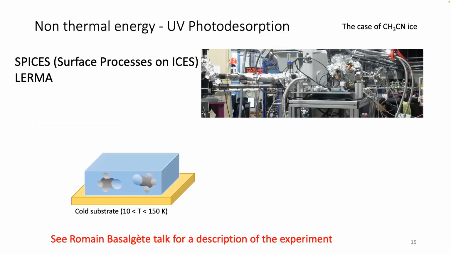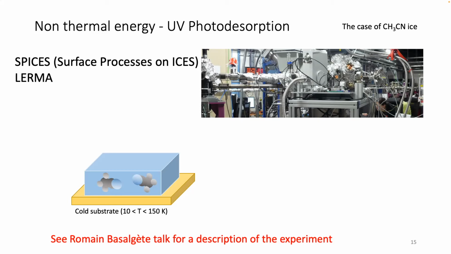Okay, so now I will switch to the last part, which is the study of UV photons on the ices that leads to some gas phase exchange, called UV photodesorption. So that's the desorption of molecules from the ice into the gas phase due to UV photons. This is a study performed on the SPICE setup, which is Surface Processes on Ices at LERMA. So you have a picture of the experiment here.